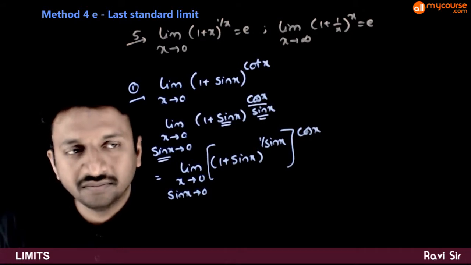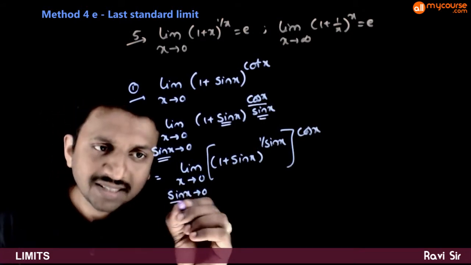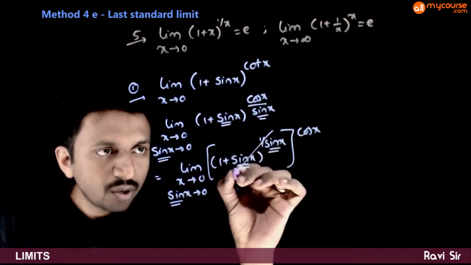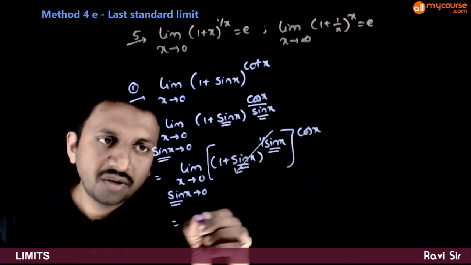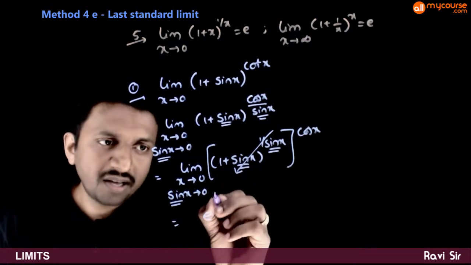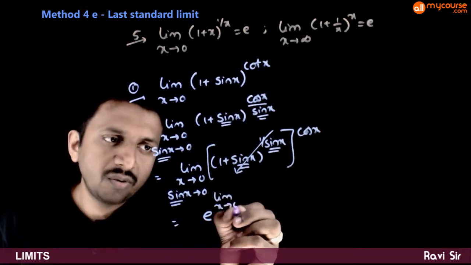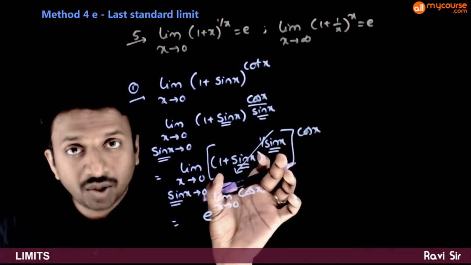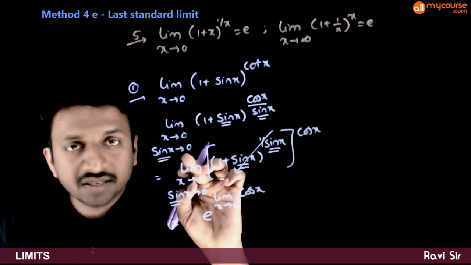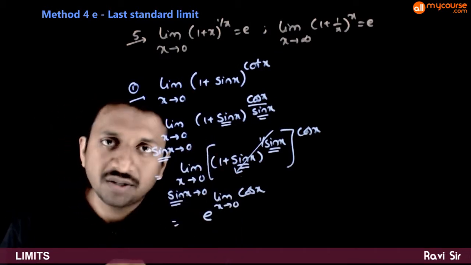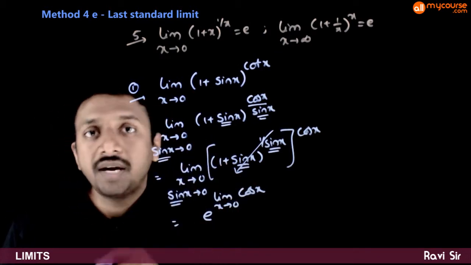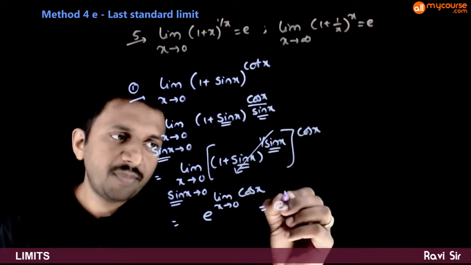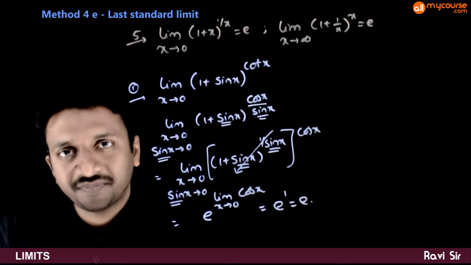Yes. So now as sin x tends to 0, (1 plus sin x) whole power 1 by sin x, this whole thing becomes e. So you're getting e power limit x tends to 0 cos x. So this is tending to e, and power cos x is applied with the limit x tends to 0. So as x tends to 0, where does cos x go? Cos 0, which is equal to 1. So you're getting e power 1, e as the answer.